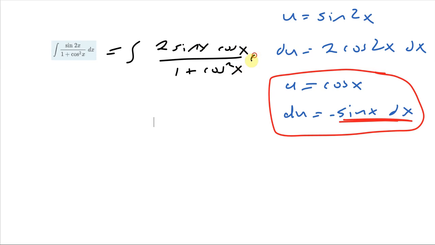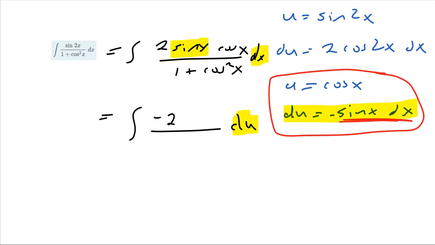And so I think that's going to be the choice that I'm going to use here. So we need a negative there, so that's going to be negative, and then the sine of x dx is equal to the du, right? Because that's what we've got right here. And then the u being cosine of x, all of the cosines of x's we can switch out for u's.